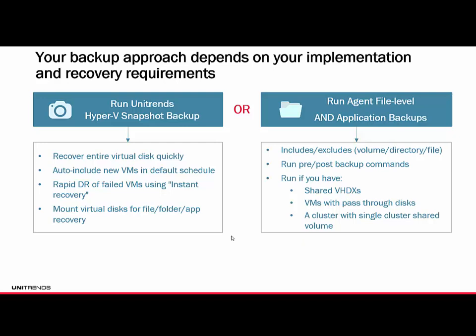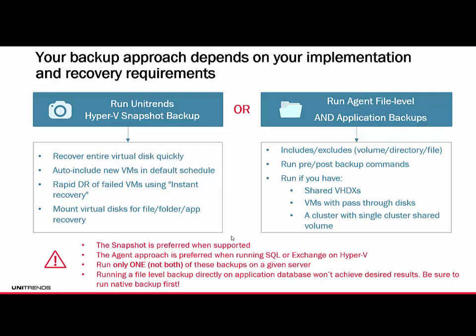You also may have to run an agent file level backup or the application backups if you've mapped any shared VHDXs and you have any VMs with pass-through disks, or if it's a cluster with a single cluster shared volume. If it's a cluster server with a single cluster shared volume, you also want to run an agent across it. The virtual snapshots cannot snapshot those configurations. The snapshot is preferred when supported. Always try to run that snapshot first and foremost. The easiest way to bring machines back is from a virtual snapshot.